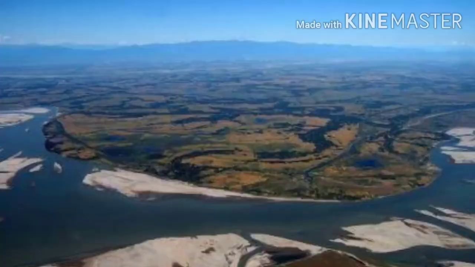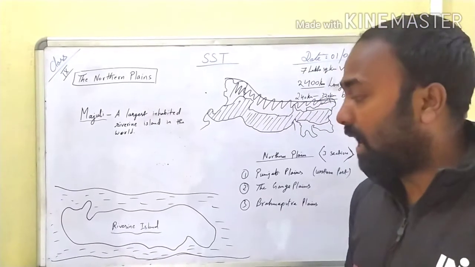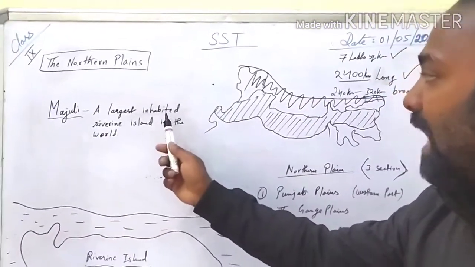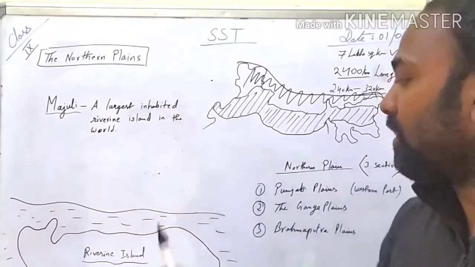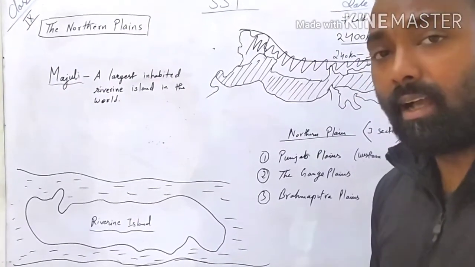Now when we talk about the Brahmaputra, in the Brahmaputra an island has been formed. This is the biggest island, or you can say the largest island, and the name of this island is Majuli Island. When an island is formed inside a river, we call it a riverine island. And when we talk about the Brahmaputra, Majuli is said to be the largest inhabitable riverine island in the world. That means people stay on this island. Life is there on this island.